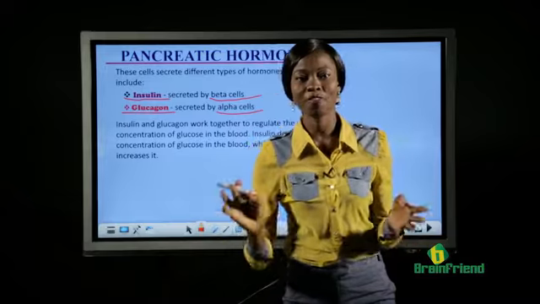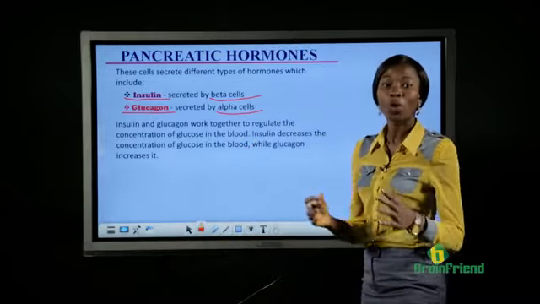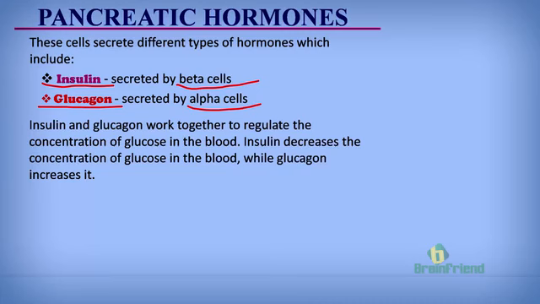We can call them friends. They work together. They have a common role, although they work in opposite direction. Insulin and glucagon work together to regulate the concentration of glucose in the blood. So these hormones are the culprits when it comes to high glucose concentration in the blood or low glucose concentration.